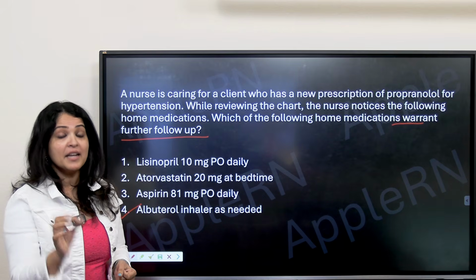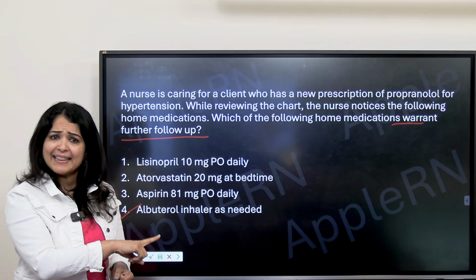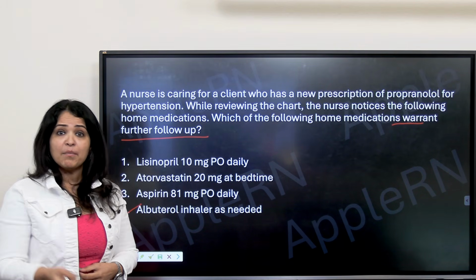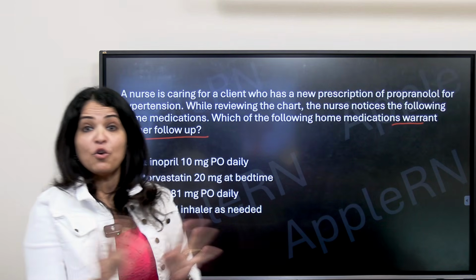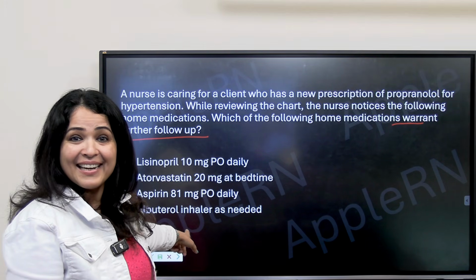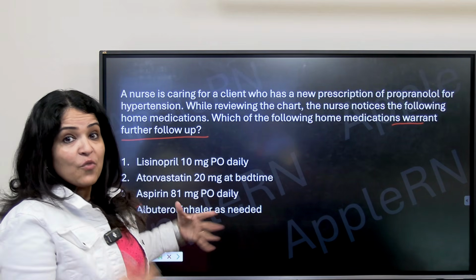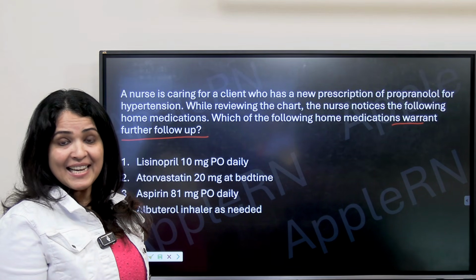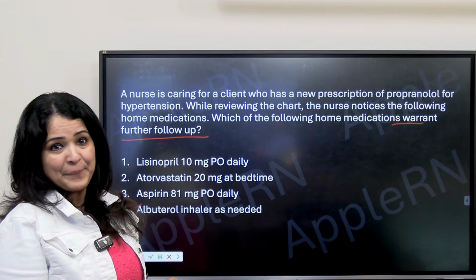Why are we worried about it? Because we know if someone is taking that, they might be having some kind of asthma, some kind of COPD, something going on. That's why they need the albuterol inhaler as needed. So we need to do further follow-up and see if propranolol is okay for them.